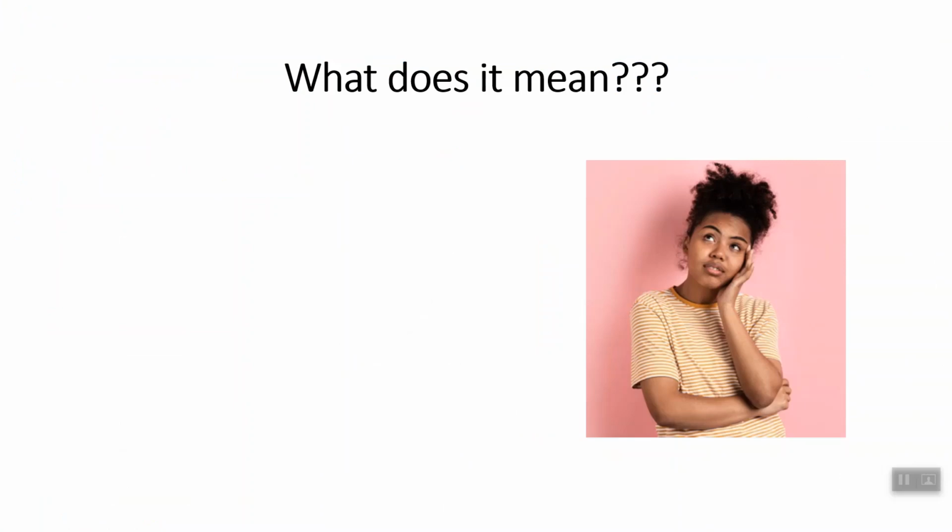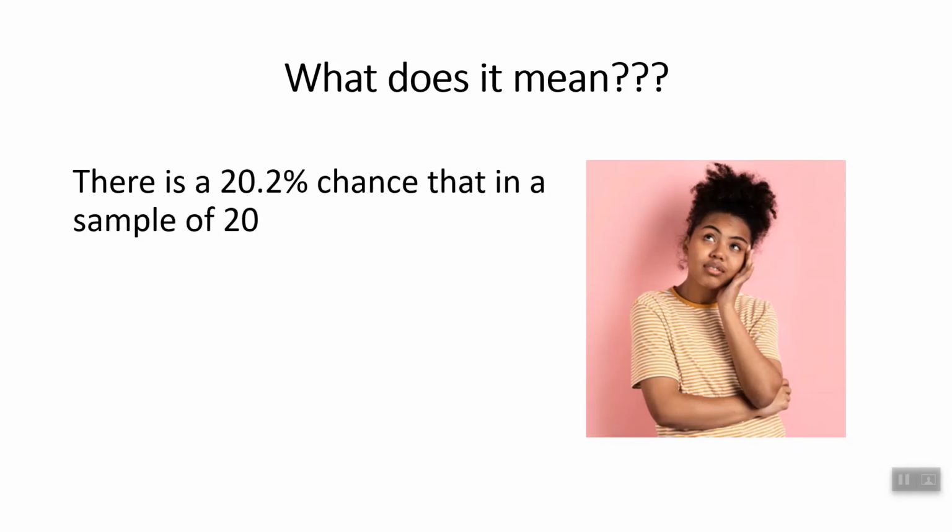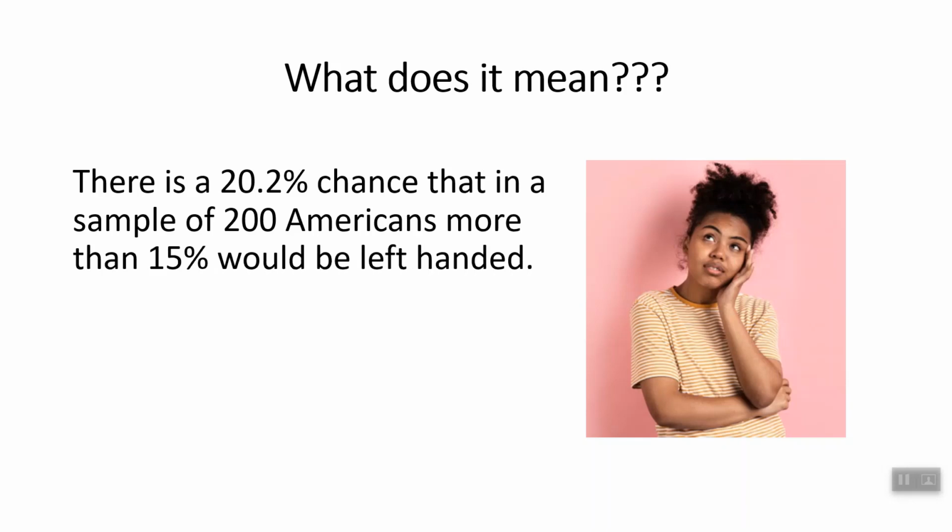So again, we have that. Lovely, it's an answer, a number you could key in as a solution to a problem, but what does it mean? What does 0.202 mean? It means there is a 20.2% chance that in a sample of 200 Americans, more than 15% of them would be left-handed.